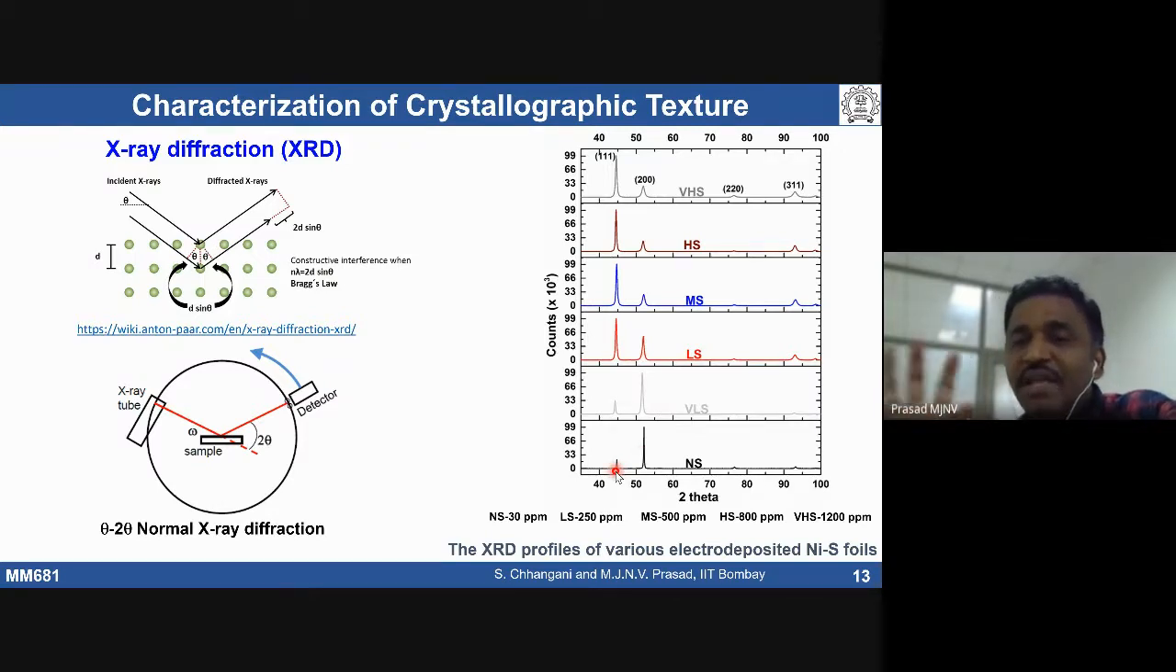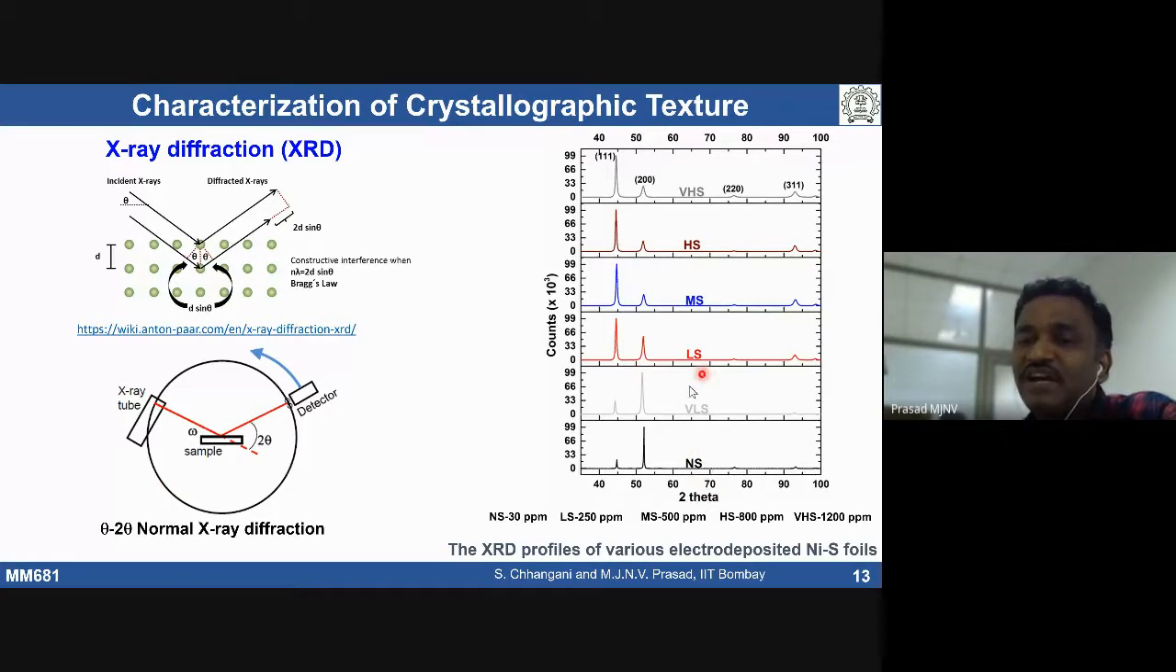For example, I've taken information from one of my students' work. He worked on some nickel sulfur based foils, and he varied the sulfur content. He produced them by electrodeposition. Here, NS means negligible sulfur, 30 ppm, and VHS means very high amount of sulfur, 1200 ppm. By changing the sulfur, he got different foils and did X-ray diffraction, regular theta, 2 theta.